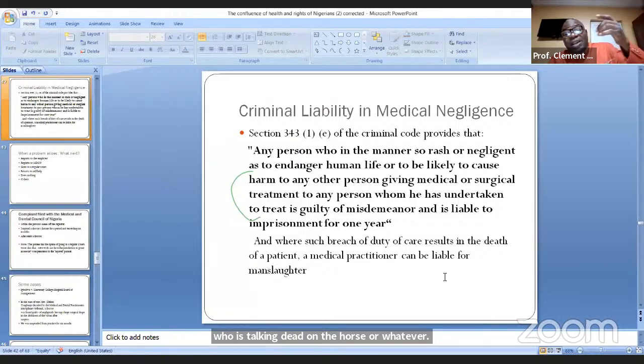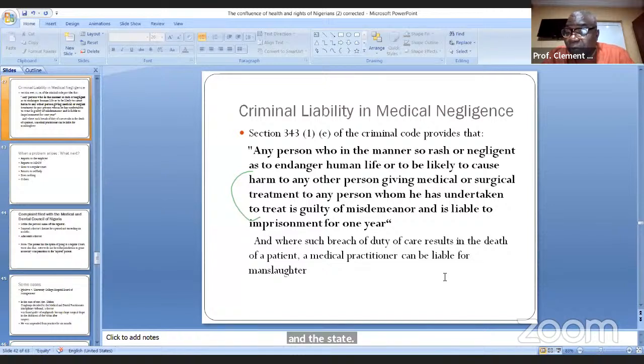The criminal liability, I'll just explain this. In over 95% of cases, the cases involving doctors are civil litigation. Civil litigation means between the patient and the doctor, that's civil. But criminal litigation is between the doctor and the state, that's the state or the country. It's not between individuals. That's very important. We should know that.